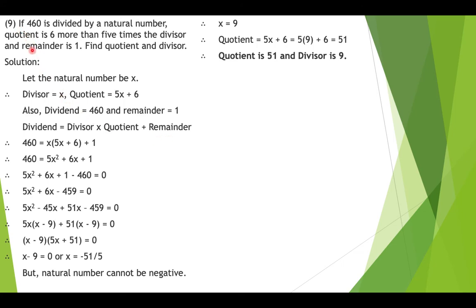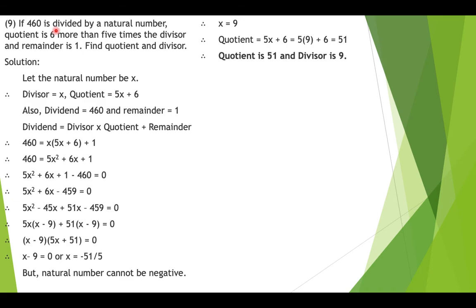We have to use our 7th standard knowledge, that is dividend is equal to divisor into quotient plus remainder. If 460 is divided by a natural number, quotient is 6 more than 5 times the divisor and remainder is 1. Find the quotient and the divisor. So what we can do is, first we can let the natural number be x. So divisor is equal to x. And the condition given is quotient is equal to 5x plus 6.